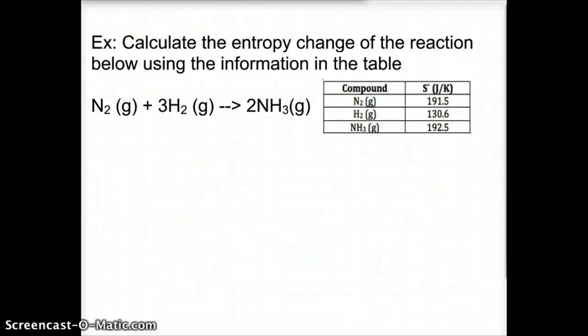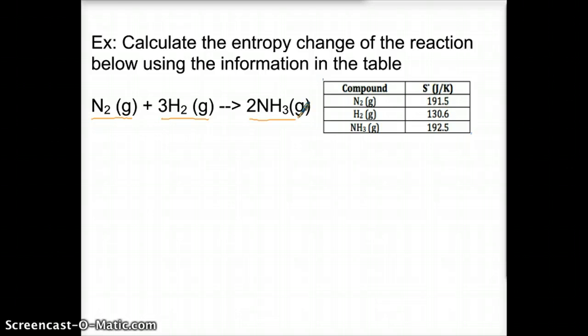Well, let's say you have a problem like this. Calculate the entropy change of the reaction below using the information in the table. So here we have a reaction where a mole of nitrogen is reacting with 3 moles of hydrogen to form 2 moles of ammonia, NH3.